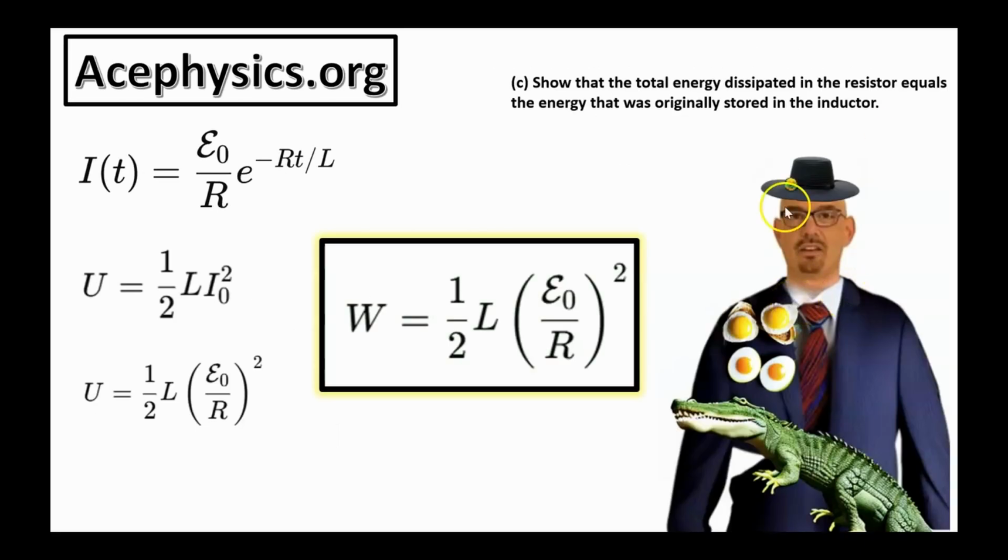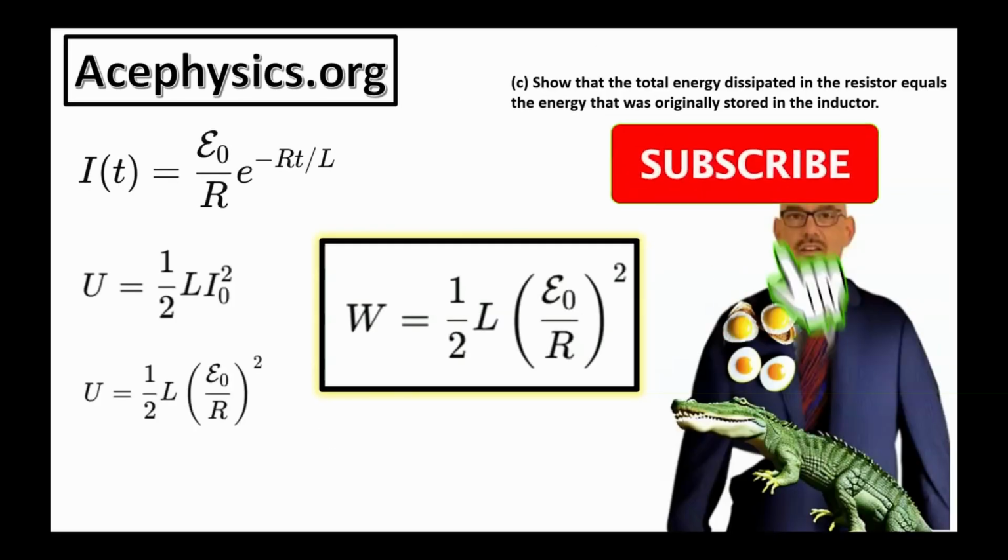And finally, Part C says, show that the total energy dissipated in the resistor equals the energy that was originally stored in the inductor. At time t equals 0, the current through the inductor is just E naught over R. The energy stored in the inductor inside of the magnetic field is 1/2 Li squared, where i is the current at time t equals 0. And as you can see, the energy stored in the inductor at time t equals 0 is exactly the same as the energy dissipated by heat in the resistor. All the energy stored in the inductor transferred into heat energy of the resistor.